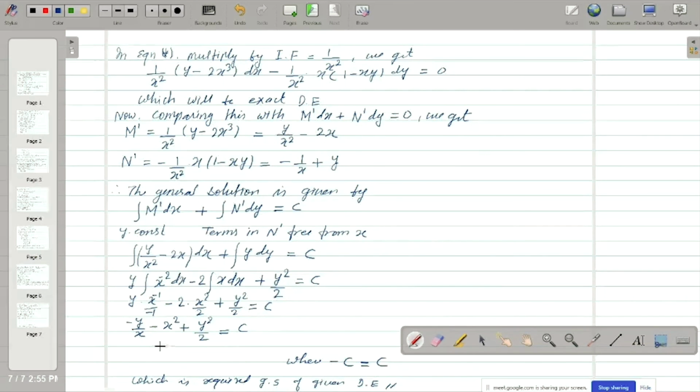Now just multiply with minus sign. So this becomes y upon x plus x square minus y square by 2, and this is equal to what? This is equal to c, where minus c equal to c, which is the required general solution.